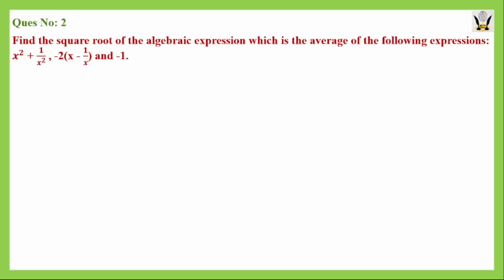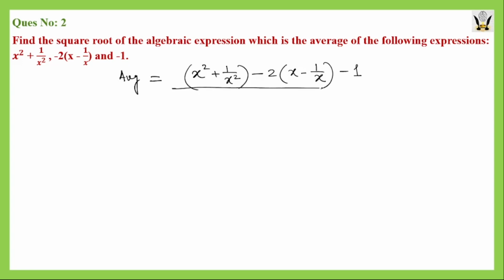Now the next question, where we need to find the square root of the algebraic expression which is the average of the following expressions. So what is the average value? The given expressions are x square plus 1 by x square, then we have x minus 1 by x, and then we have minus 1. And since we have 3, when we find the average, we will divide by 3.